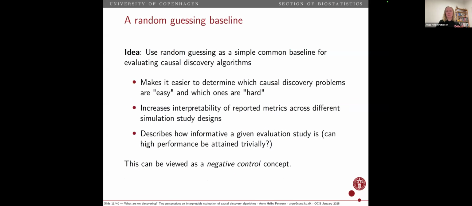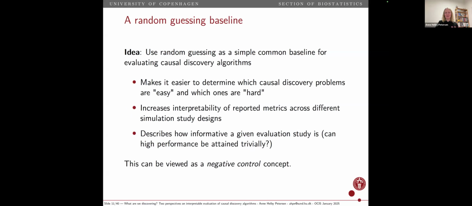I think it also increases interpretability of the reported metrics if you compare different simulation study designs. Each simulation study has its own settings, its own sort of graph types. And by comparing them to these random guessing baselines, maybe that will help understand how we transport results from one setting into another.